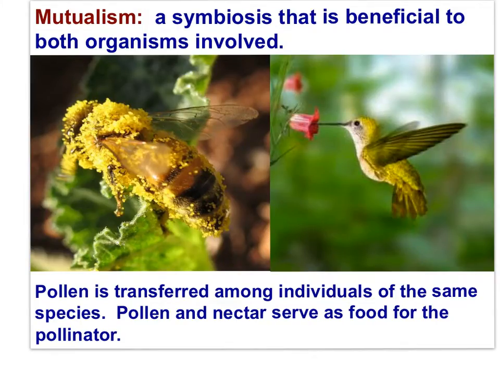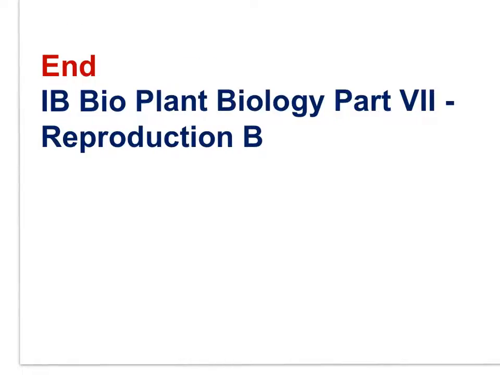Can you explain the mutualistic plant-pollinator relationship? Most flowering plants use mutualistic relationships with pollinators in sexual reproduction, and mutualism is a symbiosis that is beneficial to both organisms involved. And that brings us to the end of IB Bio Plant Biology Part 7, Reproduction B.